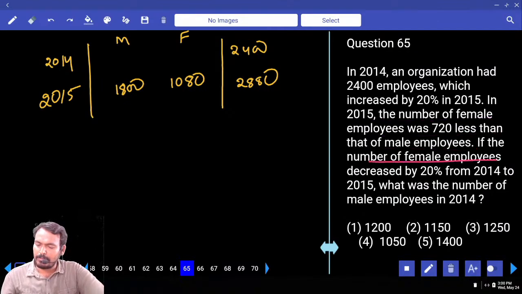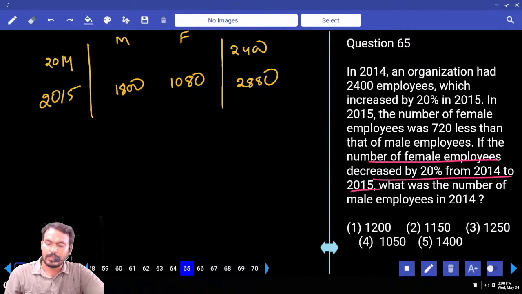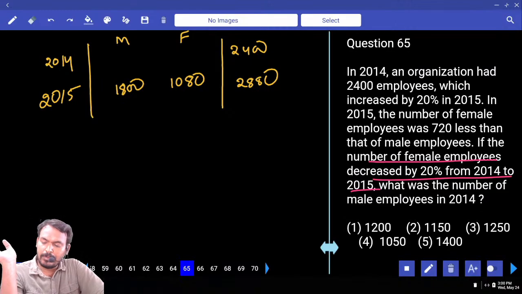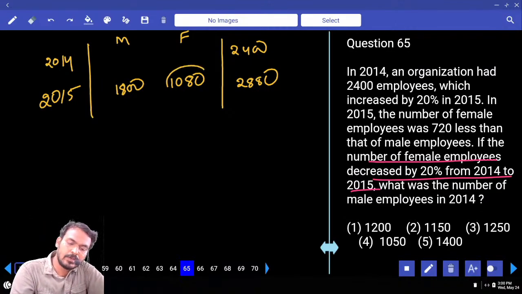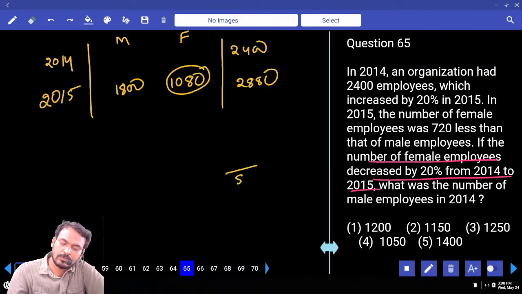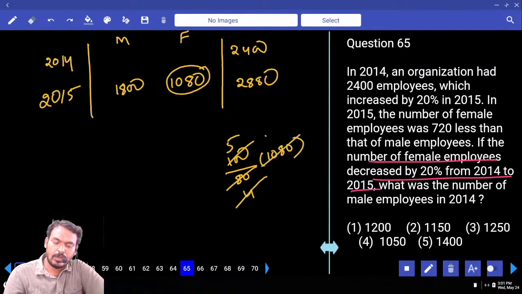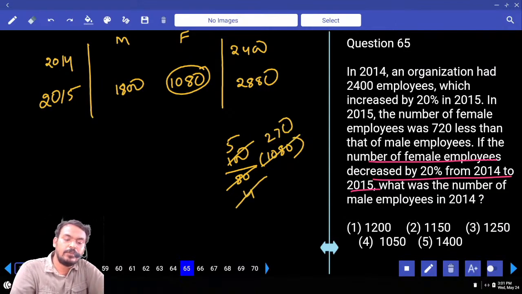If the number of female employees is decreased by 20% from 2014 to 2015. From 2014 to 2015, females are decreased by how much? 20%. 20% decreased means 1,080. It represents how much? 80% value is 1,080. Then 100% value, 0 cancel, it is 5 by 4. 4 how many times? 270. 5 into 270 means 1350.